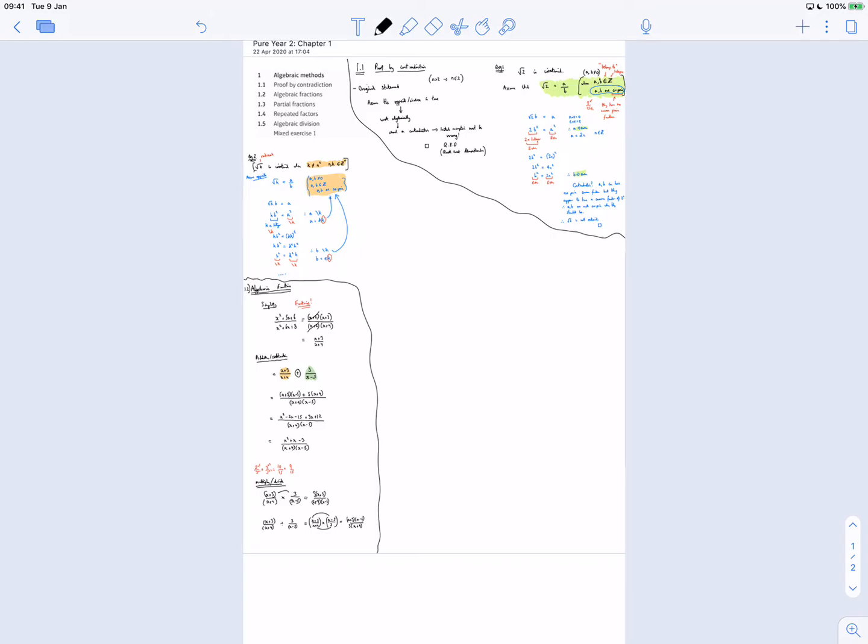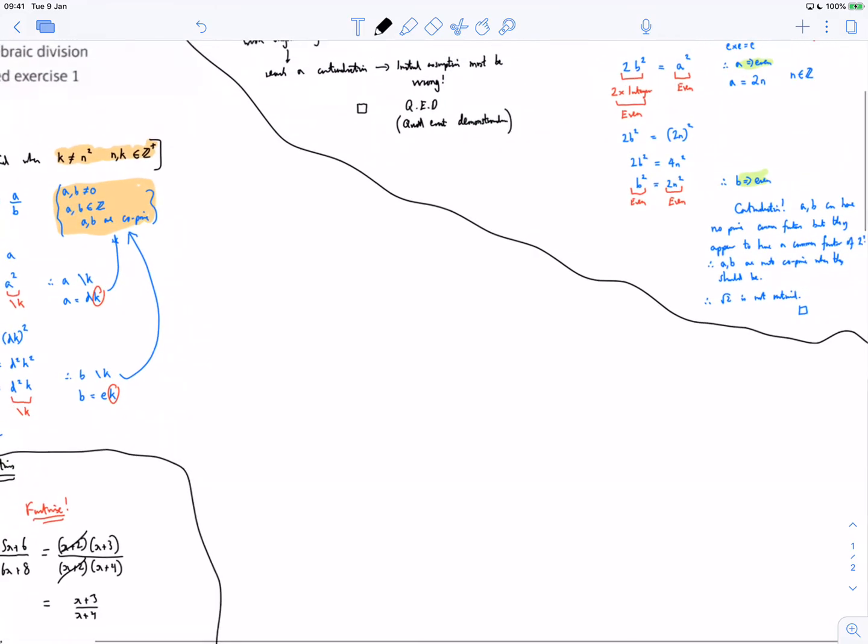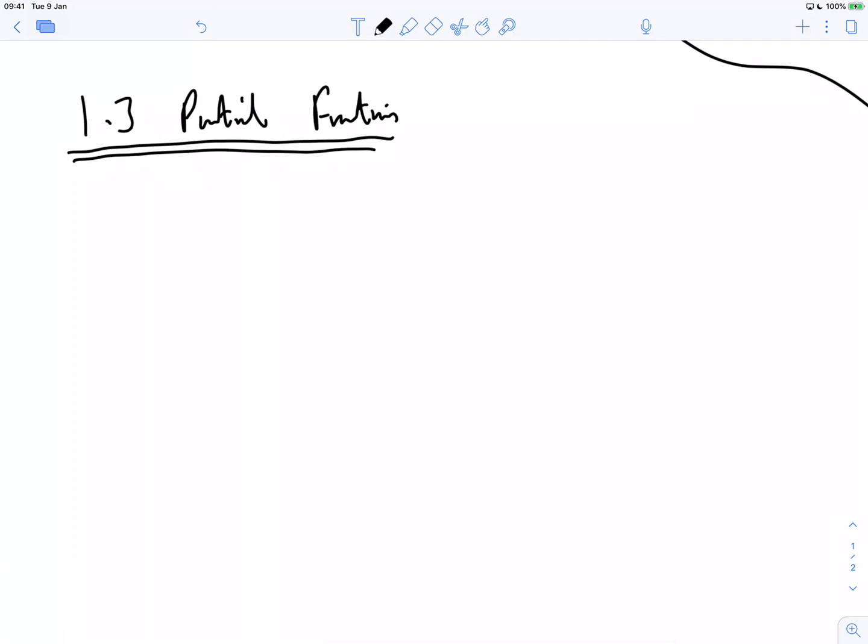Okay, so partial fractions. So what's that? 1.3. So what do we mean by partial fractions? Consider the case when I add two fractions together. Let's say I've got 3 over x plus 2 minus 2 over, let's say, x plus 1.